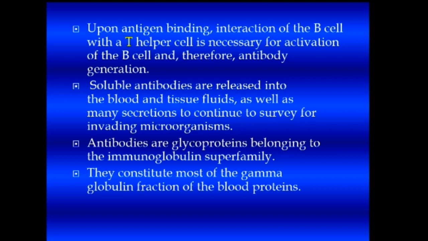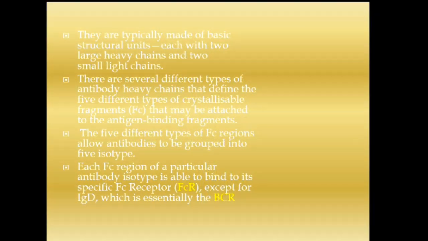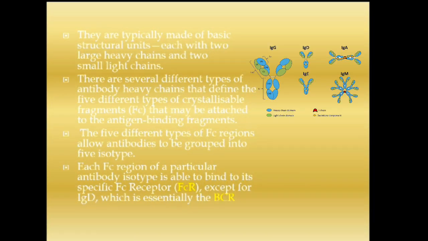Soluble antibodies are released into the blood and the tissue fluid, as well as many secretions, to continue to survey for invading microorganisms. Antibodies are glycoproteins belonging to the immunoglobulin superfamily. They constitute most of the gamma globulin fraction of the blood proteins. They are typically made of basic structural units, each with two large heavy chains and two small light chains.